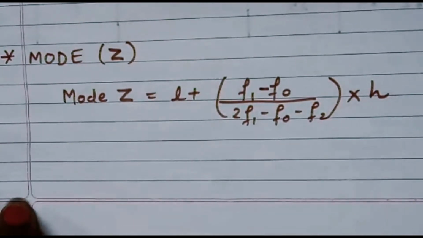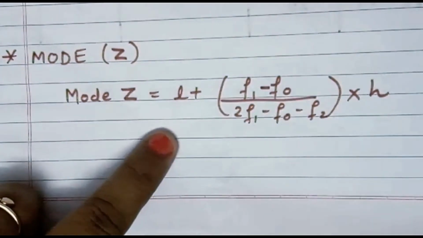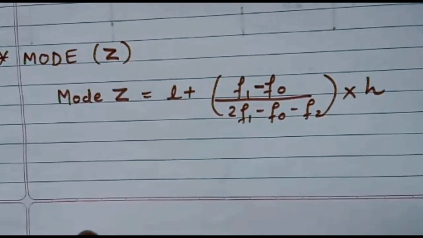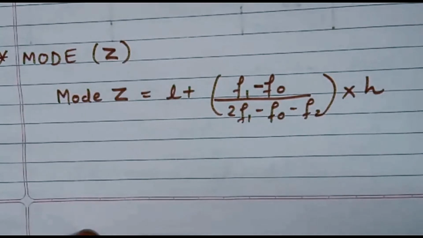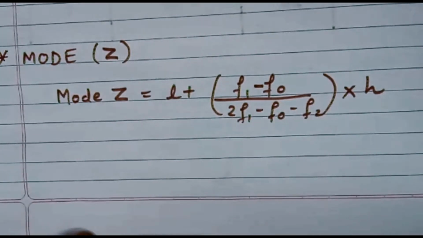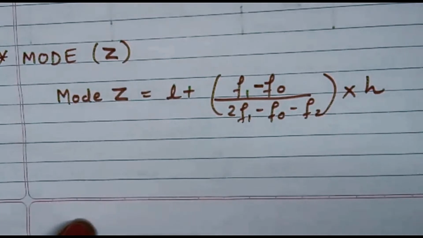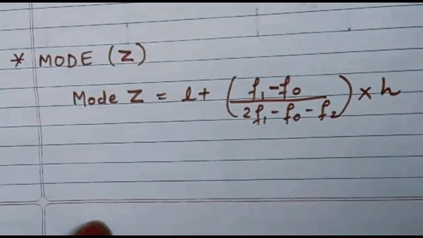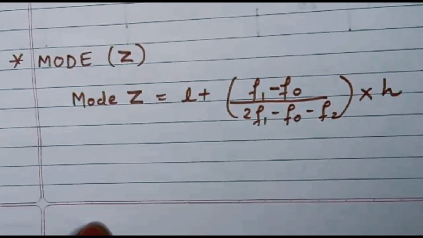Mode, which is denoted by Z, is equal to L plus (F1 minus F0) upon (2F1 minus F0 minus F2) into H. Now the question arises, what is this L? So L is the lower limit of the modal class, H is the class size, F1 is the frequency of the modal class, F0 is the frequency of the class preceding the modal class, and F2 is the frequency of the class succeeding the modal class. Let us learn this with an example.